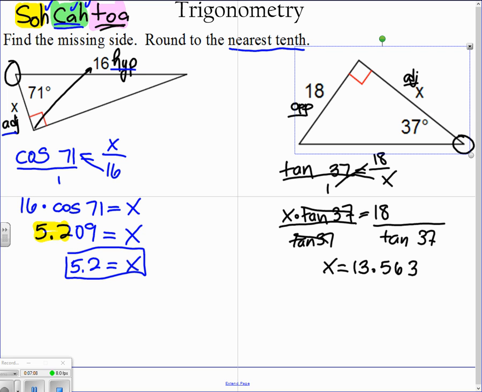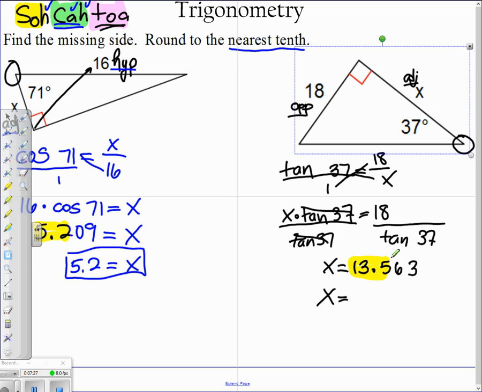So the answer is 13.563. And I need to round to the nearest tenth place. So that'll be this number. So the answer will be 13.5 or 13.6, depending on the number next to the tenth place. Because this number is larger than 5, add 1 to it. So this will be 13.6, and that is the answer.